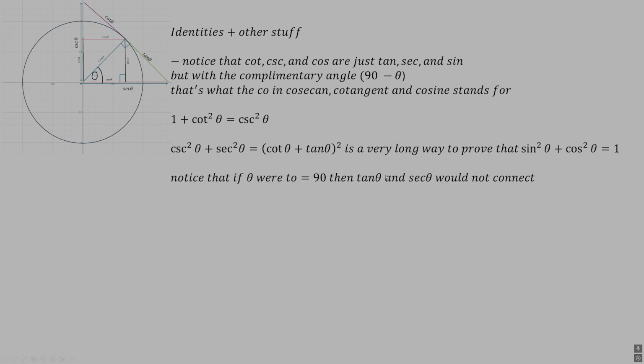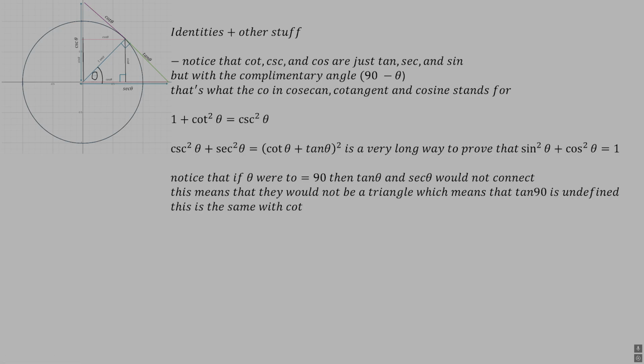Also, if we were to change theta, if we were to move the radius up to where theta goes closer to 90, you would notice that tan would become completely horizontal, which means it would have no solutions, and that's why tan 90 is undefined, because it won't be able to cross the x-axis, and it won't form a triangle with secant at the bottom. This is also the same with cot, because it will also become horizontal if it goes to 90.